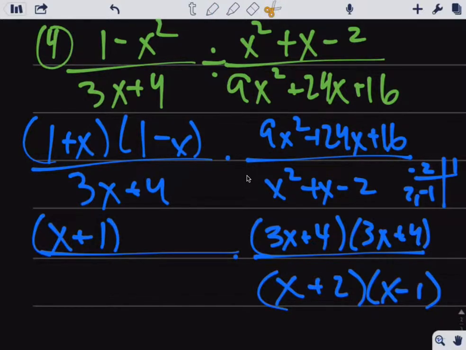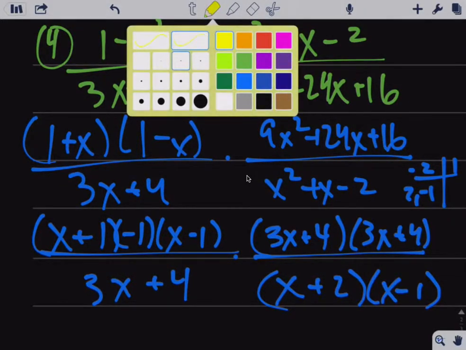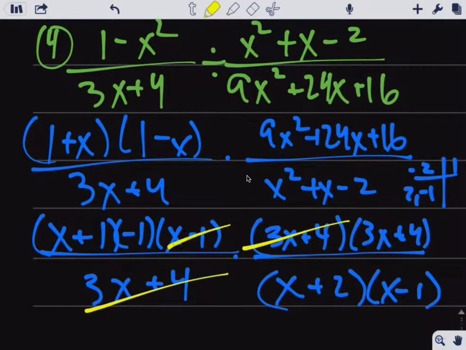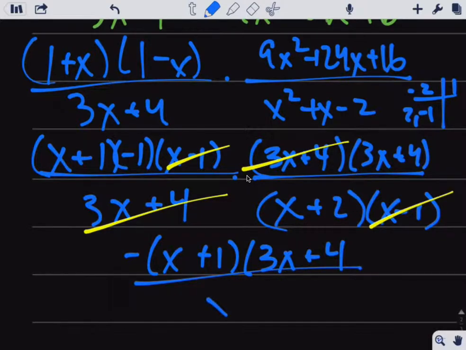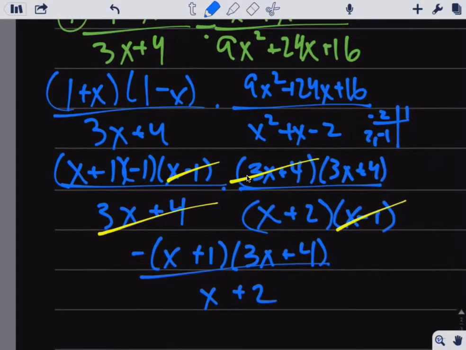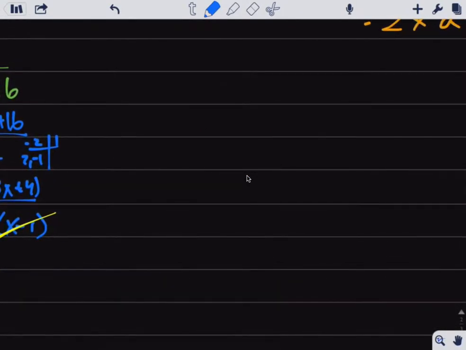This thing's interesting. I've got 1 minus x, and something that looks like it with x minus 1. What I can do is pull out a negative 1 and make that x minus 1. I get a 3x plus 4. Now I can just cancel 3x plus 4, 3x plus 4, x minus 1, x minus 1, and put it back together. Back together means it's a negative times x plus 1 times 3x plus 4 over x plus 2. That's that.